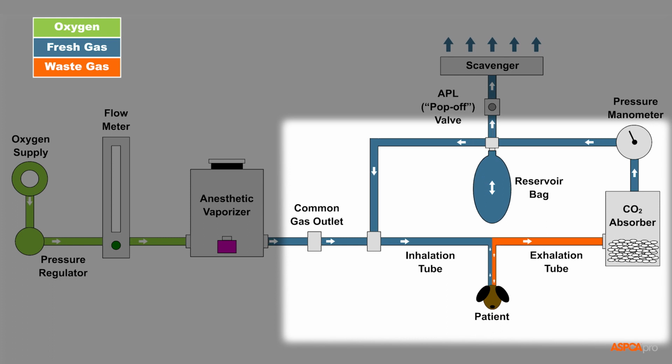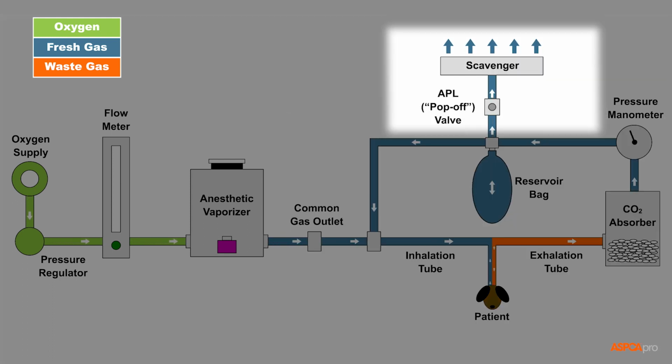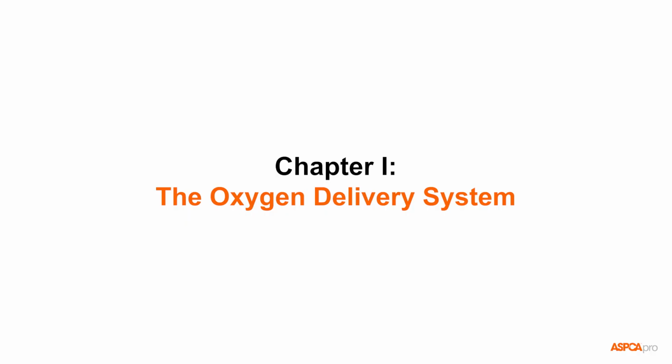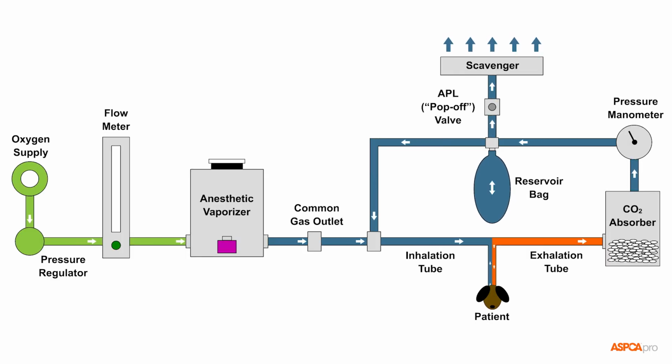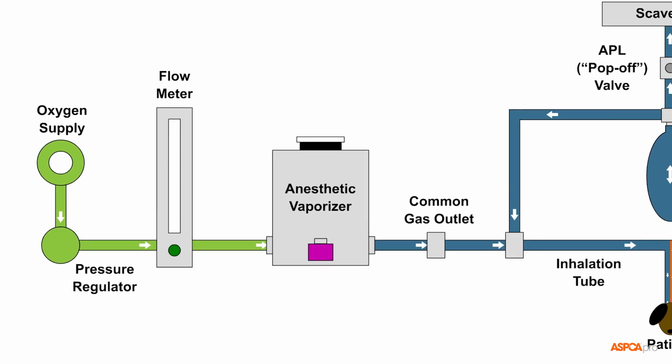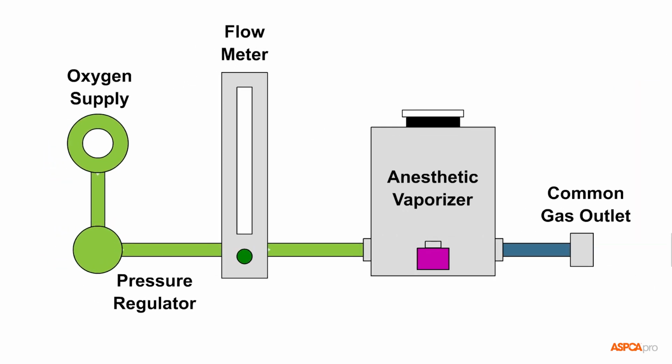To understand this complex machine more easily, we are dividing it into 3 separate systems: oxygen delivery, breathing, and scavenger. We'll start with the oxygen delivery system, which is how oxygen is prepared for patient use.